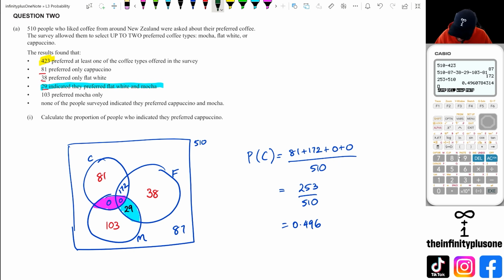0.496. Grades wise, oh wow, this is a merit question. Okay, so merit for this and achieved for the diagram. That's crazy that this is a merit question. Okay, that's fine. We go to the next question.